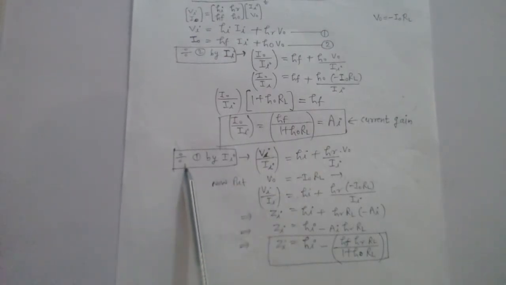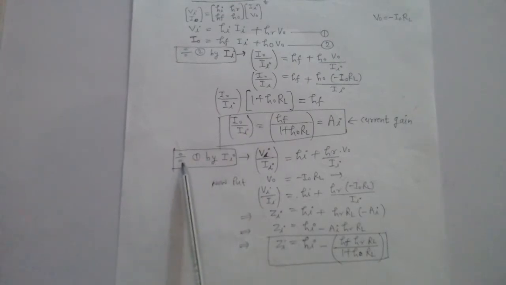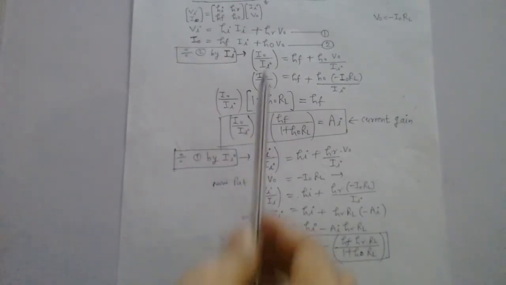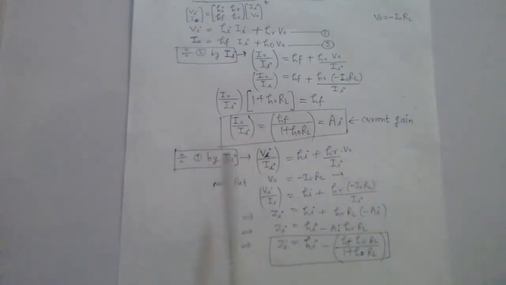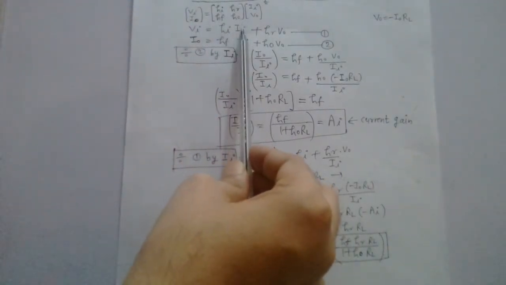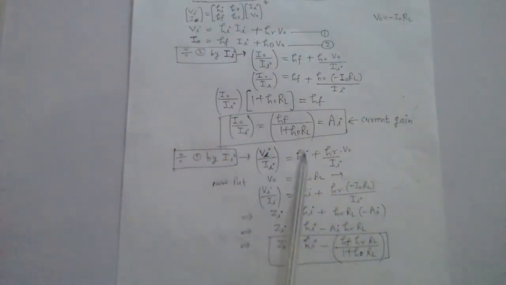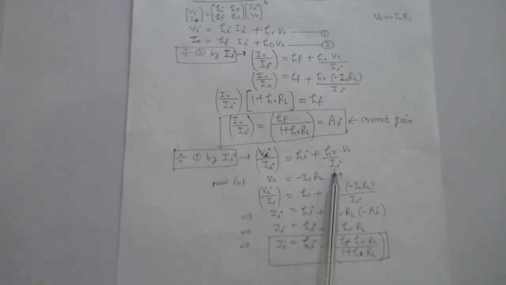So here now again I'm going to do some manipulation. That means divide equation 1 by II. Once you divide equation 1 by II, input current II, you will get VI by II. Here you will get HI, II by II, that means II gets cancelled. So the first term becomes HI, and the second term will be HR VO by II.